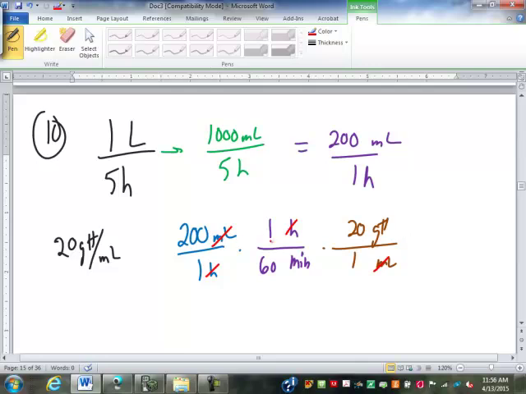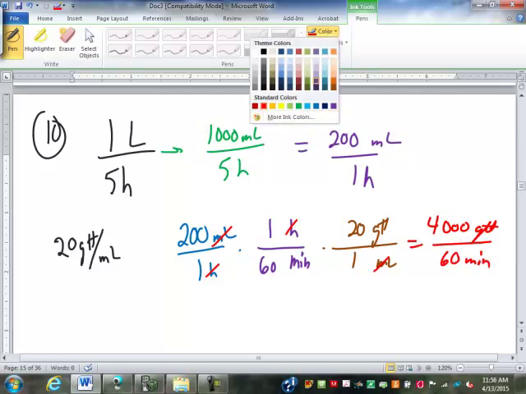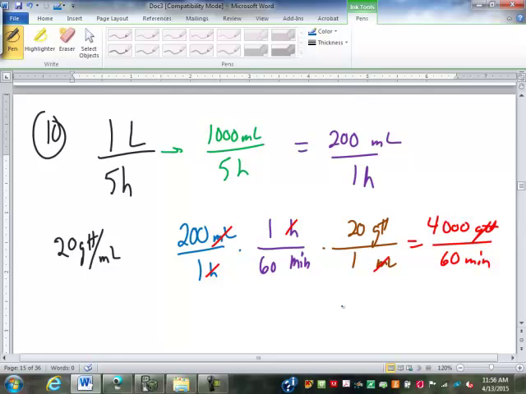So I have 200 times 1 times 20 drops is 4,000 drops. 1 times 60 minutes times 1 is 60 minutes. I divide that out, and I am going to get 66.666 drops per minute, or rounded to 67 drops per minute. Again, if you had the 66.67 or whatever, that would have been acceptable.